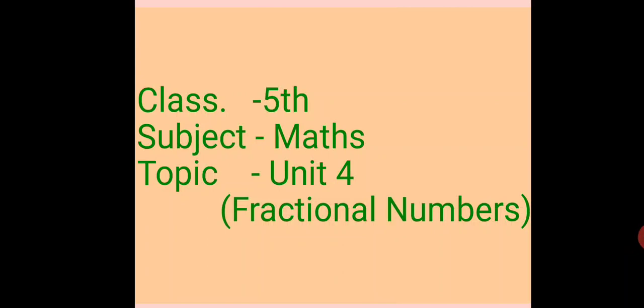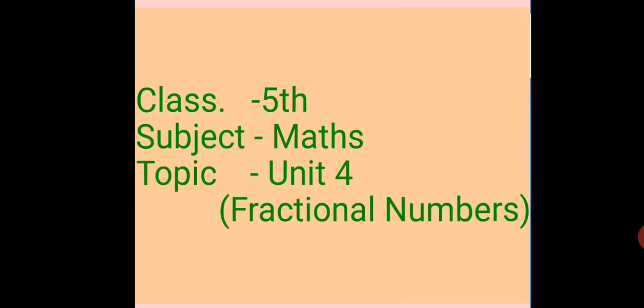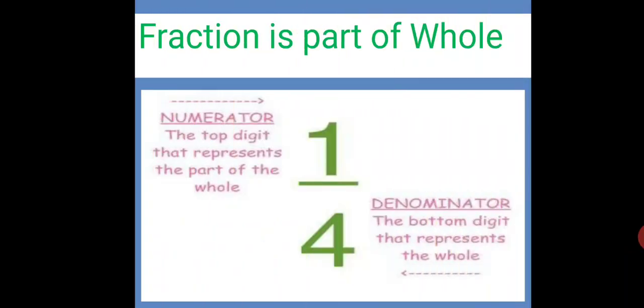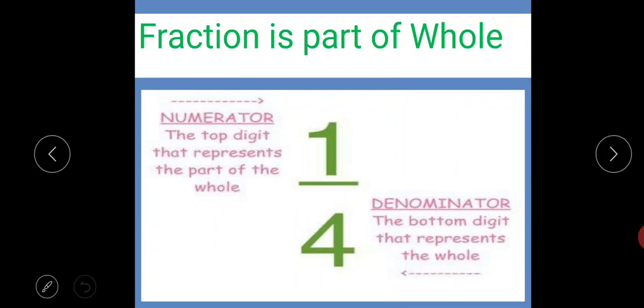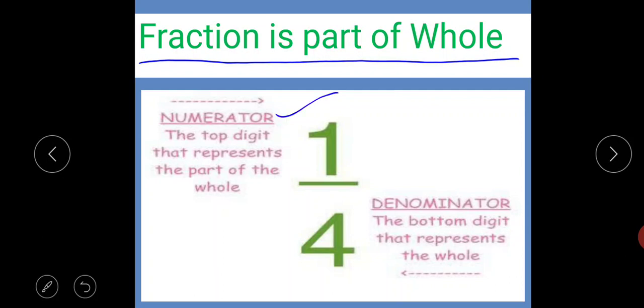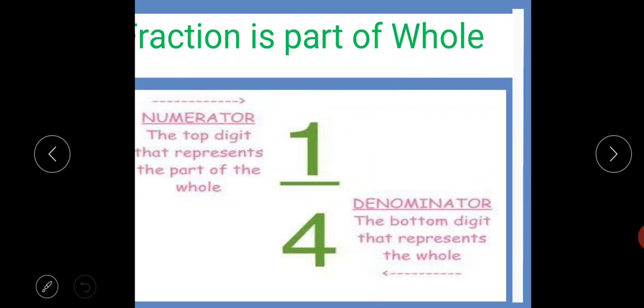Today we will start with unit 4, fractional numbers. So what is a fraction? You have studied this concept in standard 4th. So a fraction is part of a whole. A fraction has two terms. One is numerator and the other is denominator. The top number is called numerator and the bottom number is called denominator.